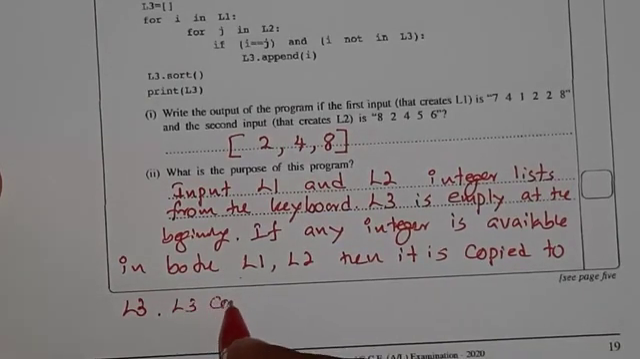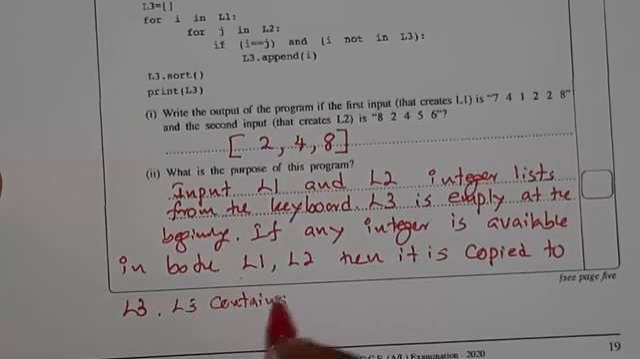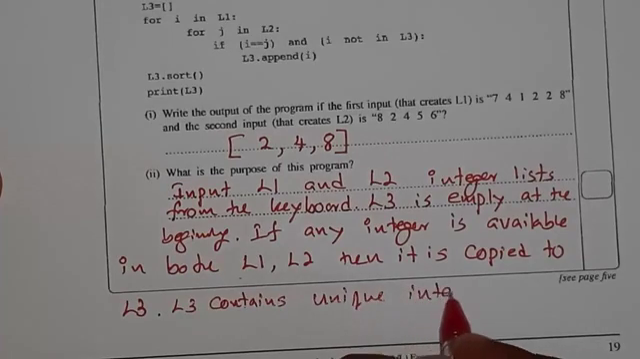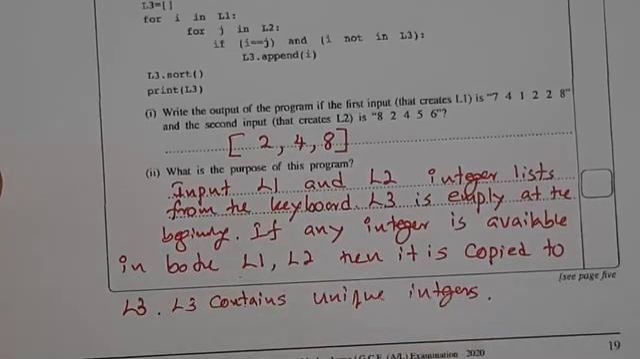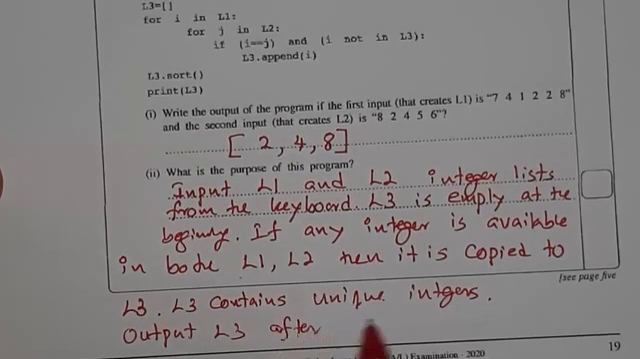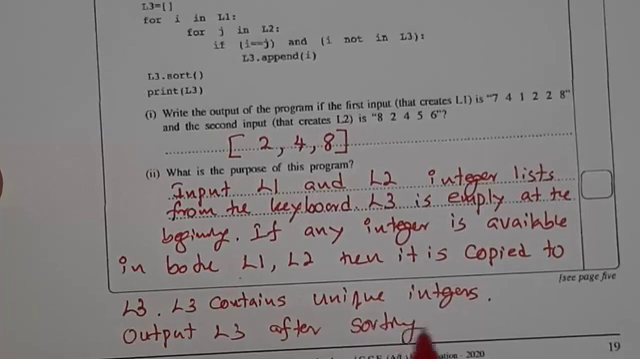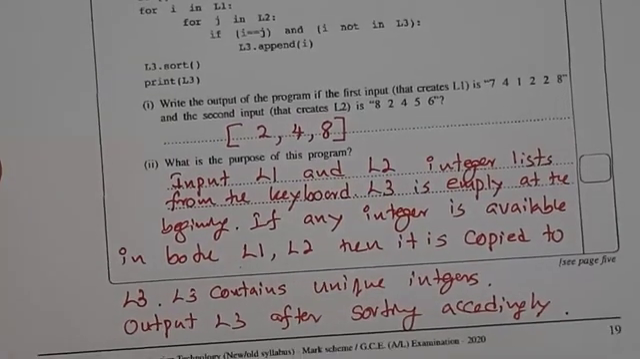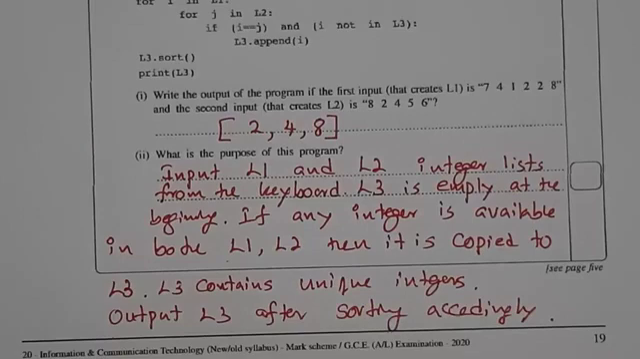L3 contains unique integers. Output L3 after sorting ascendingly. That's how it works.